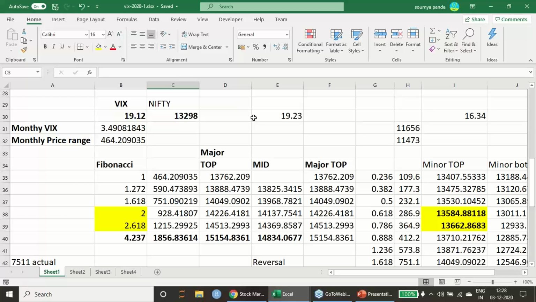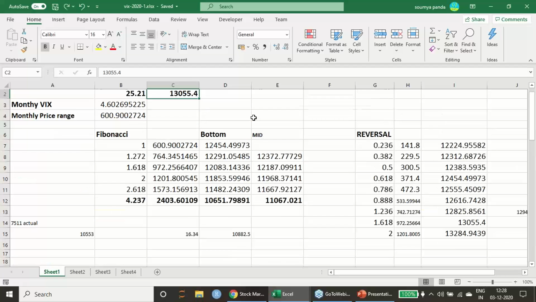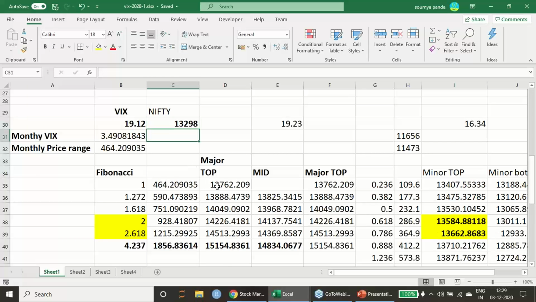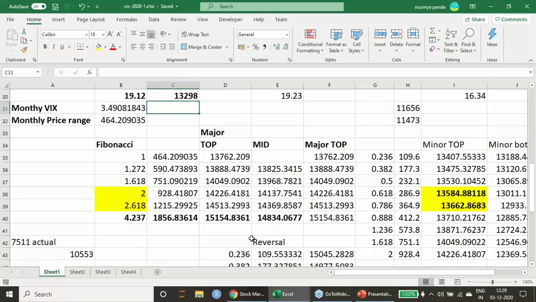This is how you should calculate the top and bottom for the month of December. Wait for 13,298, which is the last calculation of ours. Once 13,298 comes, calculate the next top from 13,298, which will be 13,762, 13,888, and so on. Have a look at these levels for the month of December to know the accuracy level of this particular method.